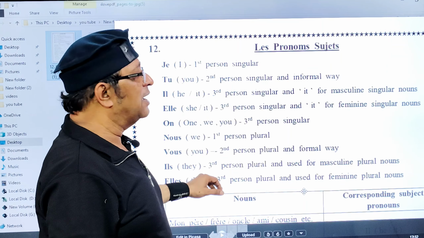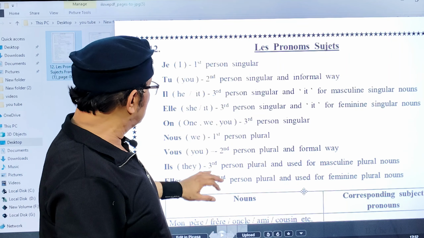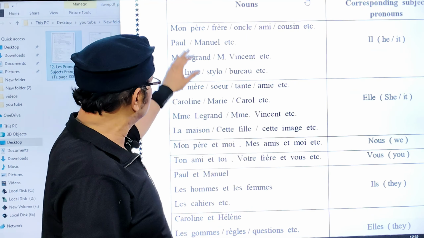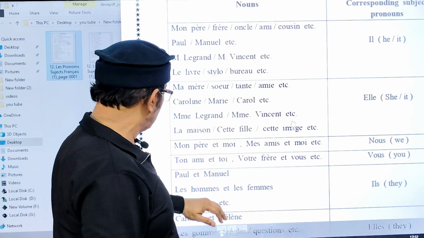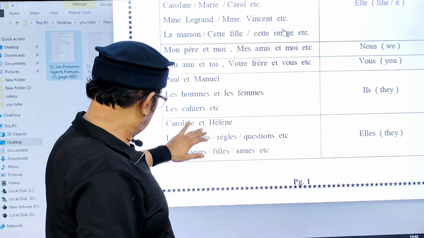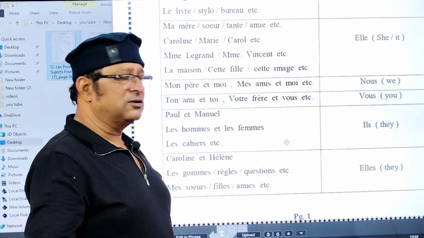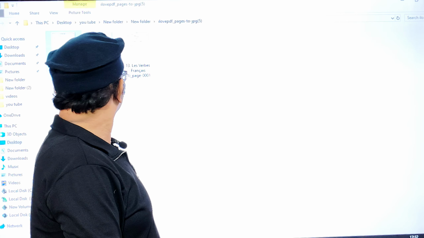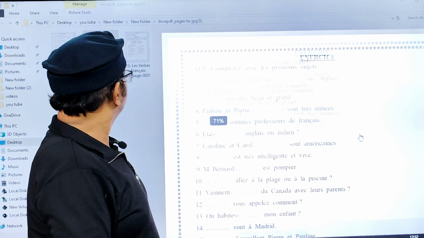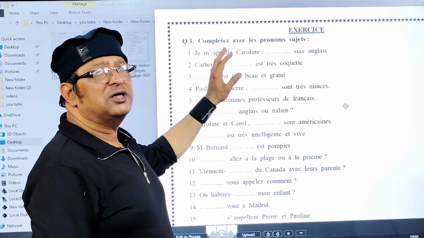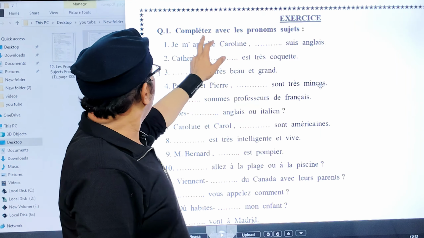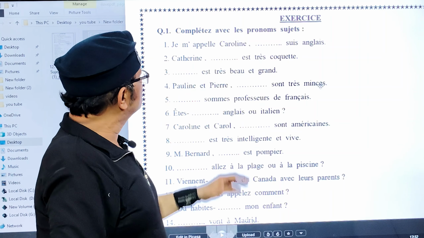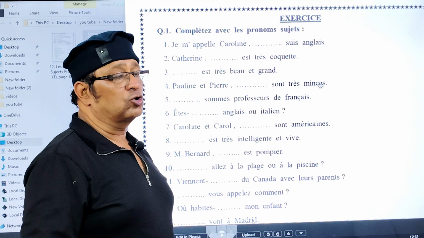Now I am going to tell you how to use these words in exercise. Pay attention here once again. Complétez avec les pronoms sujets. You have to complete the sentences with corresponding subject pronouns.